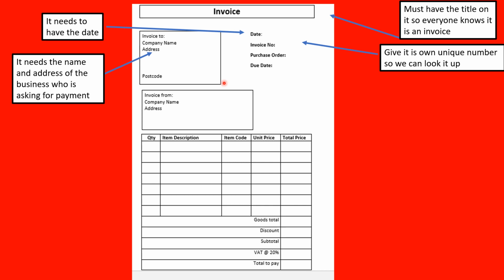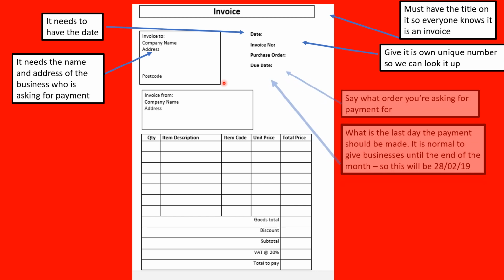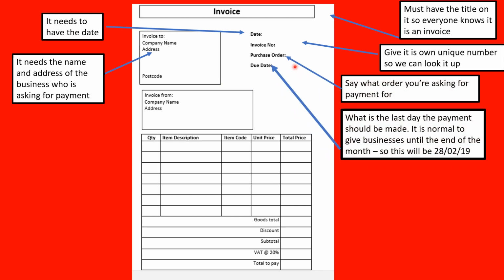We have the name and address of the business who want payment, so you know where to send the check to. We may include their bank details as well, so we know how to pay them. You need to put the reference of the purchase order about what you're asking payment for, so the company understands what the invoice is for, rather than going looking through all the descriptions and then trying to find it. They go, oh yes, they're asking for payment for that purchase order, and they want to know the date that they need to pay it by, the last day that they need to pay it.